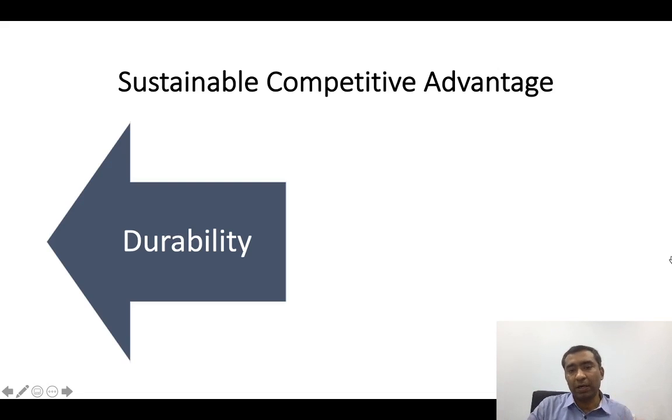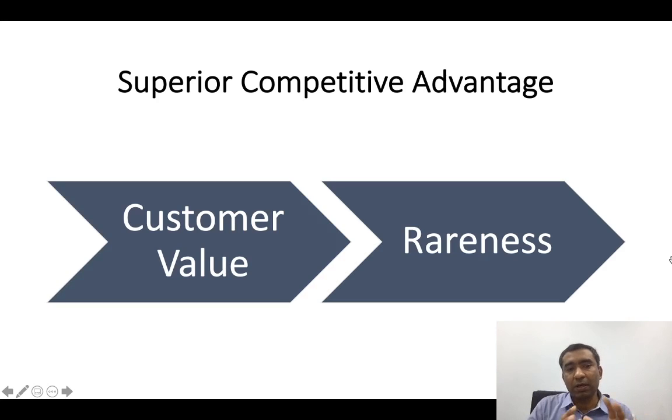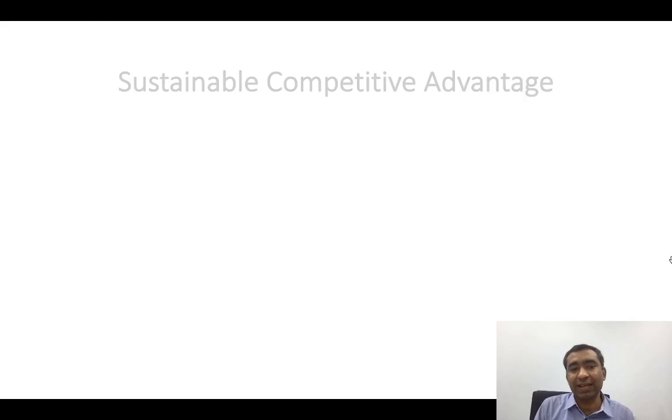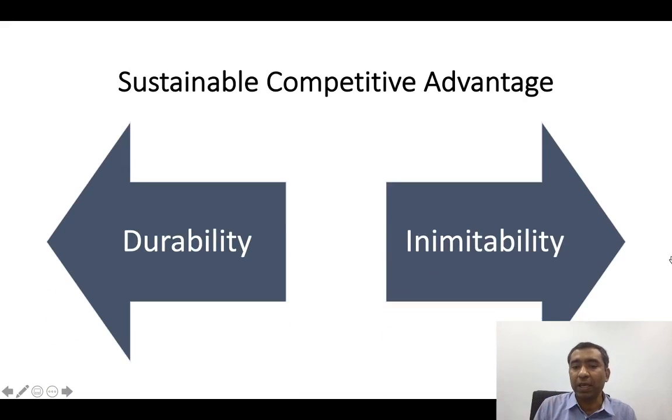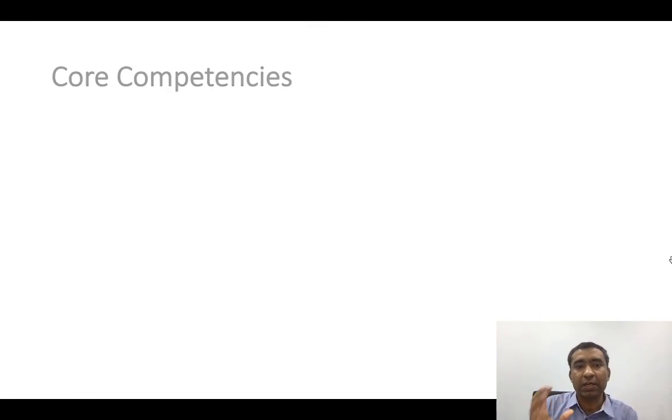So if I just let you know again, superiority is basically creating value for the customer, and the rareness of your competencies. The second thing is sustainability, which is the durability and inimitability of your product or services, or the core competencies. Okay, that is an important point.